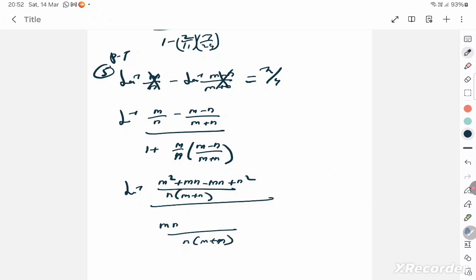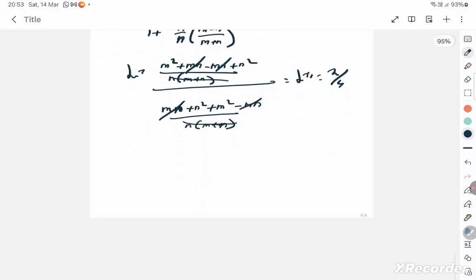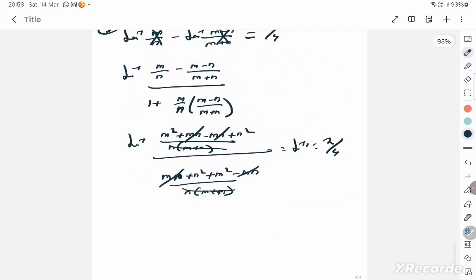Again you can write mn plus n square plus m square minus mn. So mn and mn is getting cancelled. Denominator is getting cancelled. It's tan inverse of 1, which is pi by 4. So correct. So let's go to the next question.